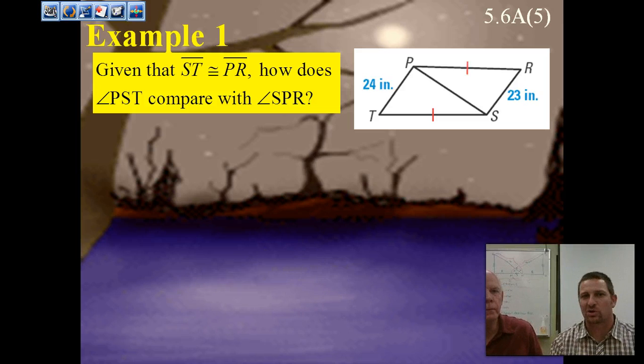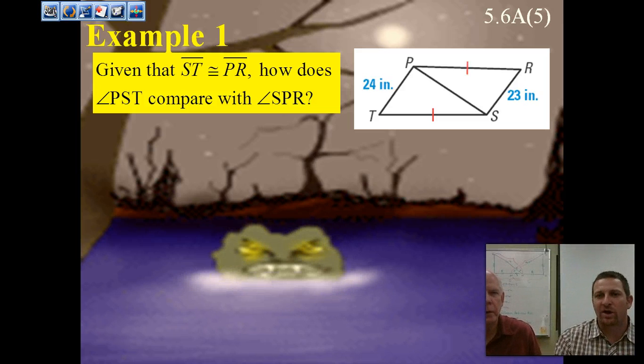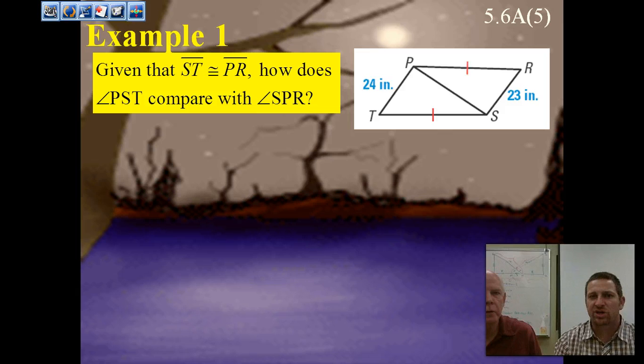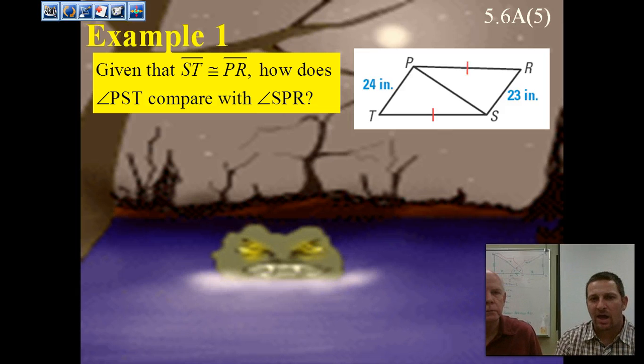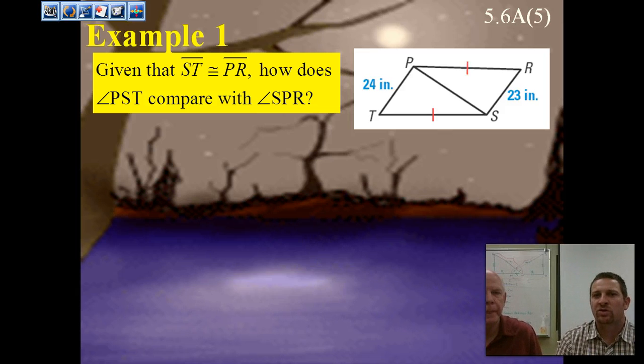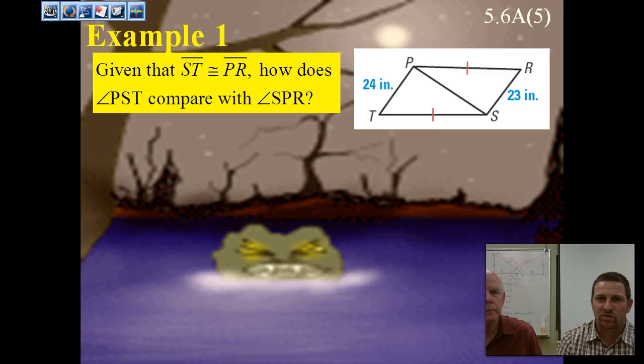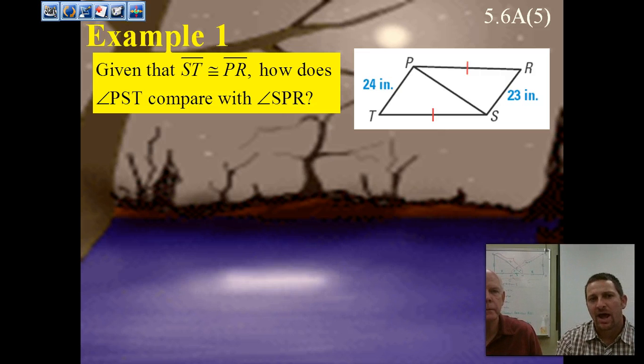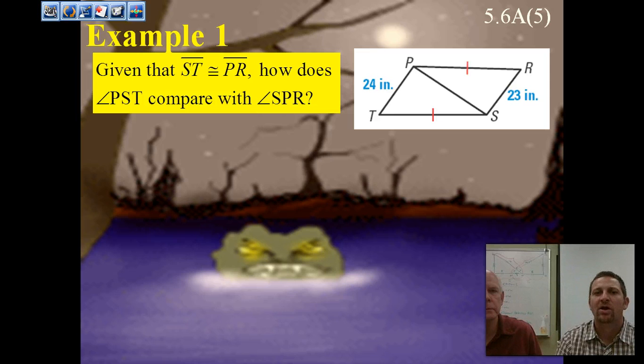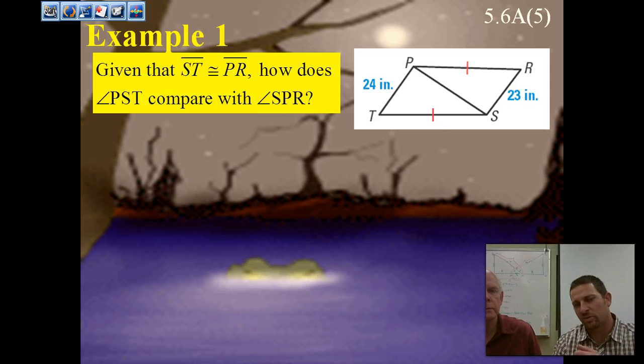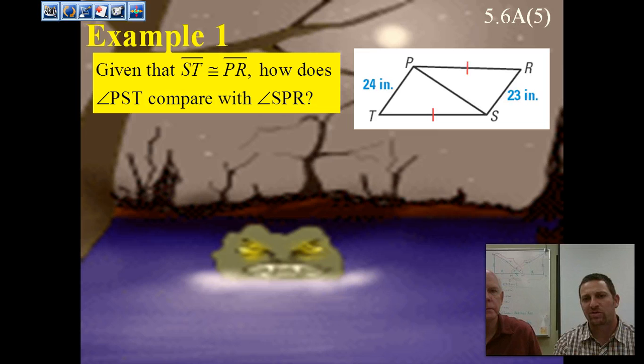We'll give you a few examples just so you can try to wrap your head around this a little bit better. In example 1, we're given that ST is congruent to PR, which it shows in the drawing there with the hash marks, and then it asks the question, how does angle PST compare with angle SPR? Now, let's go back to what Mr. Scritchfield just said on the previous slide.